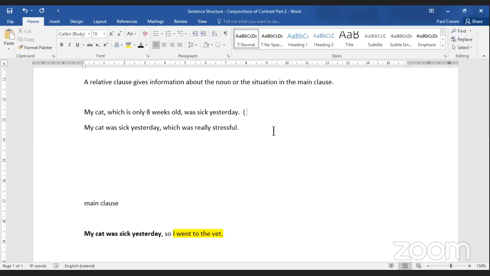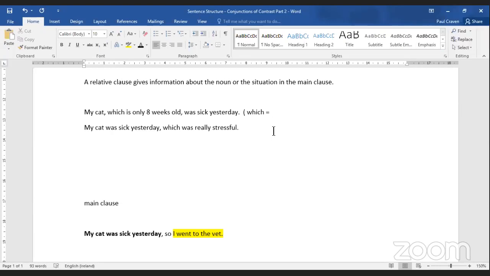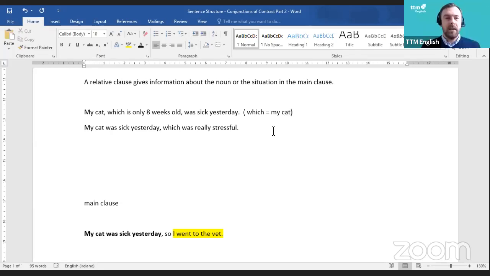So my cat, which is only 8 weeks old, was sick yesterday. So just tell me, let me choose Nissan Salah. You're last in, so you have to be first to speak. Okay, so my cat, which is only 8 weeks old, was sick yesterday. What does which mean in this sentence? My cat. My cat, you're absolutely right. Now, just remind me, if we think about the structure of this sentence, where is which in this sentence? Where do we put the word which in this sentence?